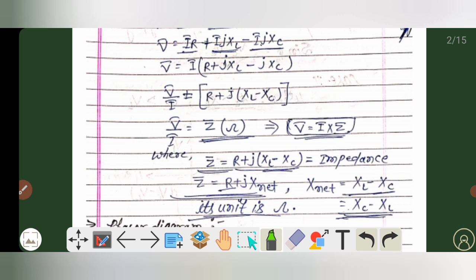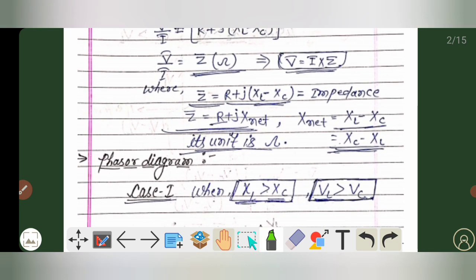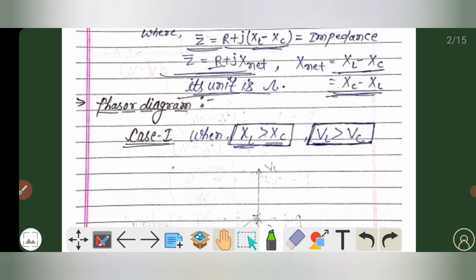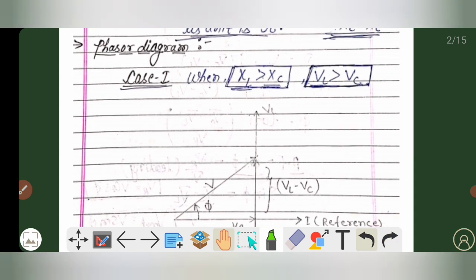Now the value of XL minus XC we will denote by X net. X net is equal to XL minus XC. So Z, the impedance, is equal to R plus j into X net, and its unit is ohm. Now we will try to draw the phasor diagram in this case, that is, in a series RLC circuit.